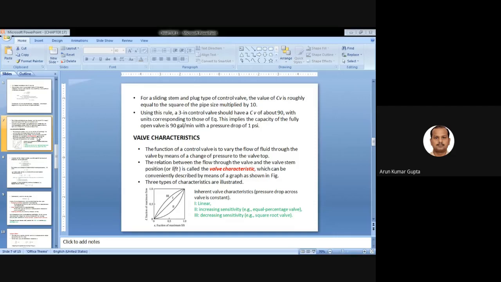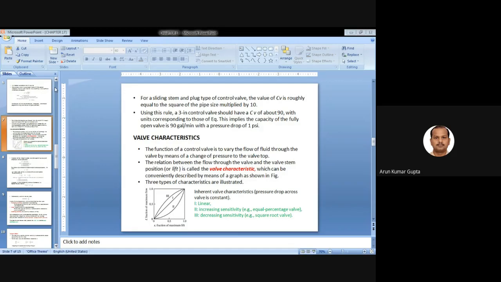Okay. Last term we were discussing the valve characteristics. That basically depends on the flow rate and the lift in the stem position. It depends on the nature of the lifting in the stem position and how much flow rate is allowed. Based on this, we basically have three types of characteristics. Even we have almost five types. I will tell you later.